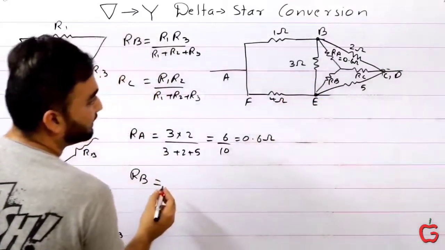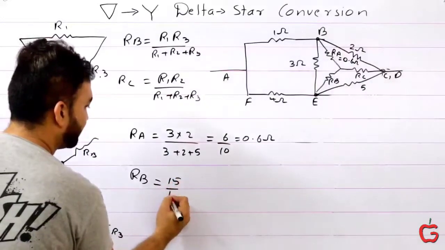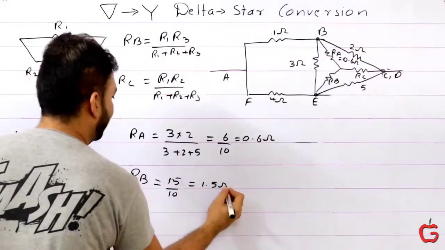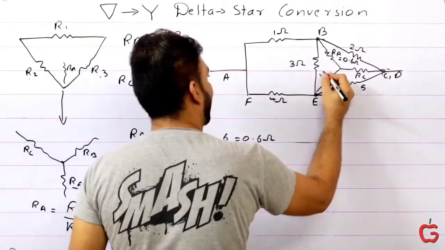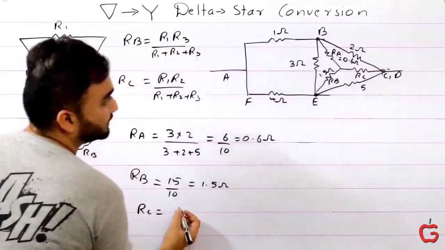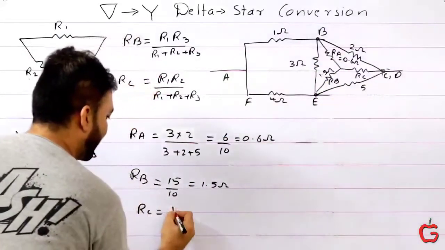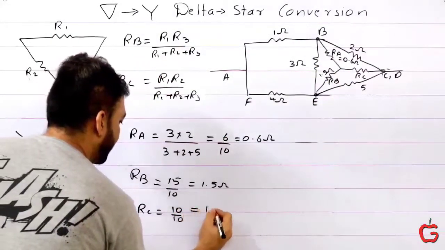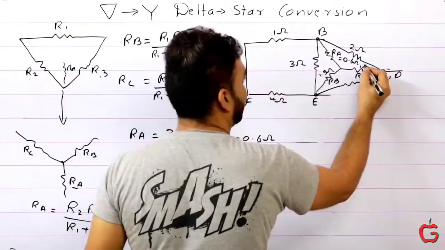RB is 15 by 10, so 1.5 ohm. So this is 1.5 ohms. RC is 10 by 10, so 1 ohm. So this one is 1 ohm.